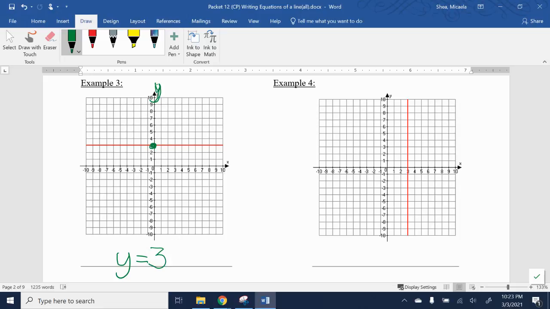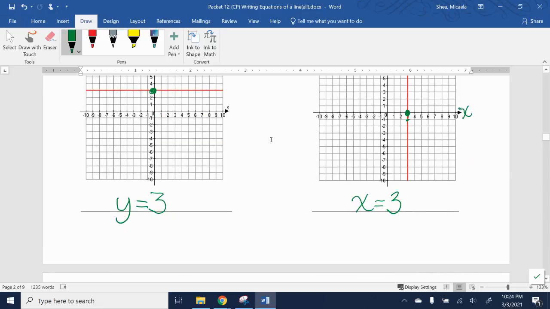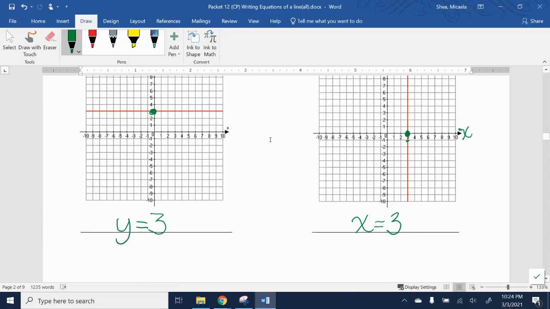If I look at example 4, this only crosses one of the axes. Which axis does it cross? Does it cross the x-axis or the y-axis? You're right, it crosses the x-axis. So that means our equation is only going to have x in it. And you're going to tell me where it crosses the x-axis. Underneath there, you can't see it, but it's a 3. So it crosses at 3, so our equation is x equals 3. So now I want you to take the time and try the draw-its.